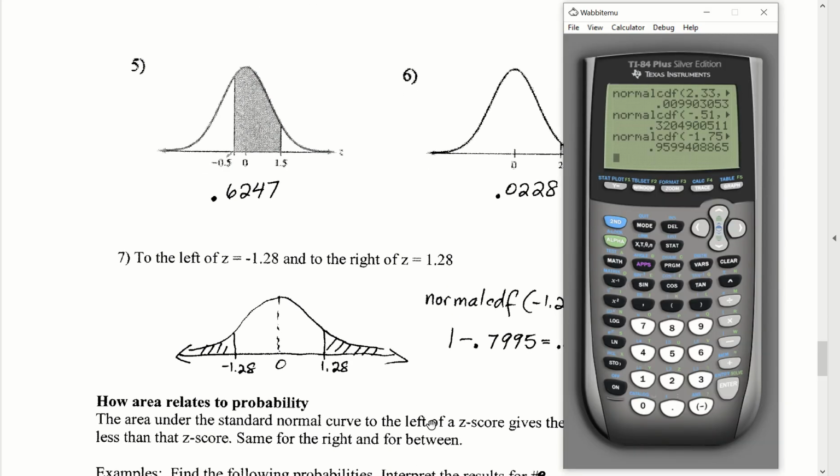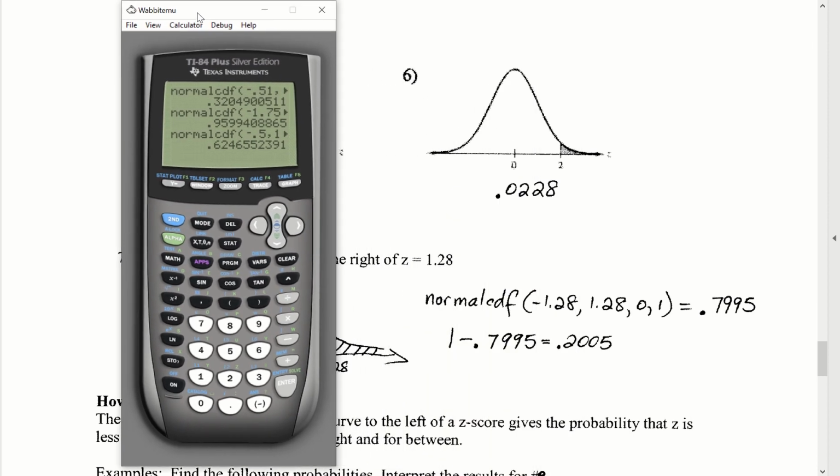Some extra practice, let's look at 5. Here we're looking for the area between negative 0.5 and positive 1.5. The graph is already done for us. So we can go second, distribution, normal CDF. Our left bound is negative 0.5. Our right bound is positive 1.5. It's standard normal, so it's a mean of 0, standard deviation of 1. Hit enter, and we should get an area of 0.6247.